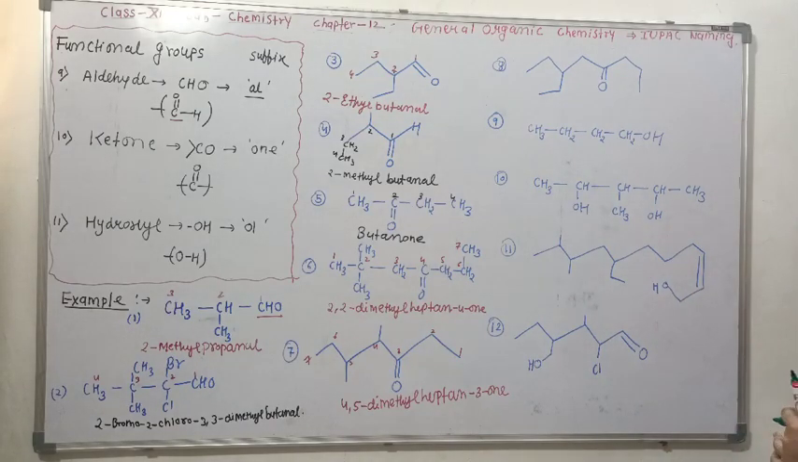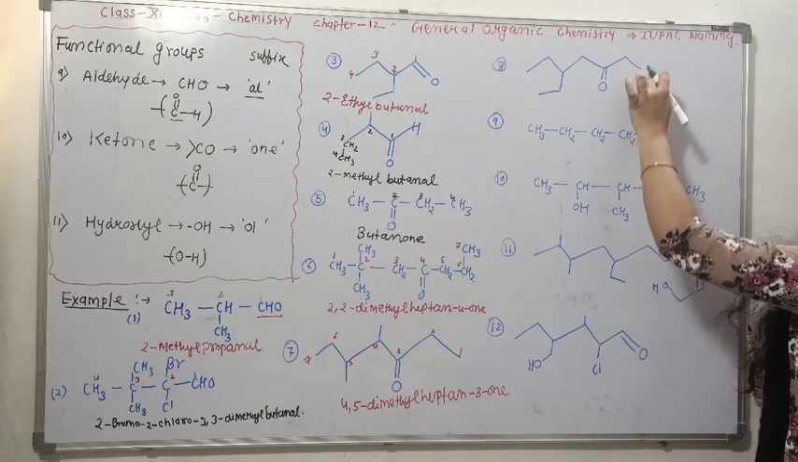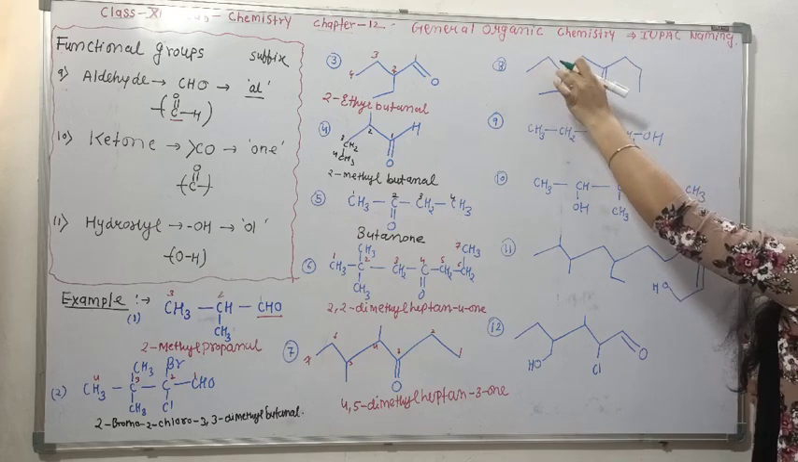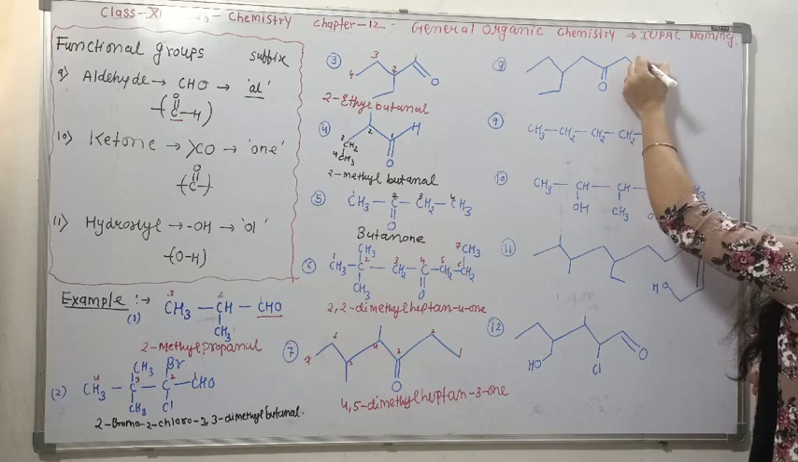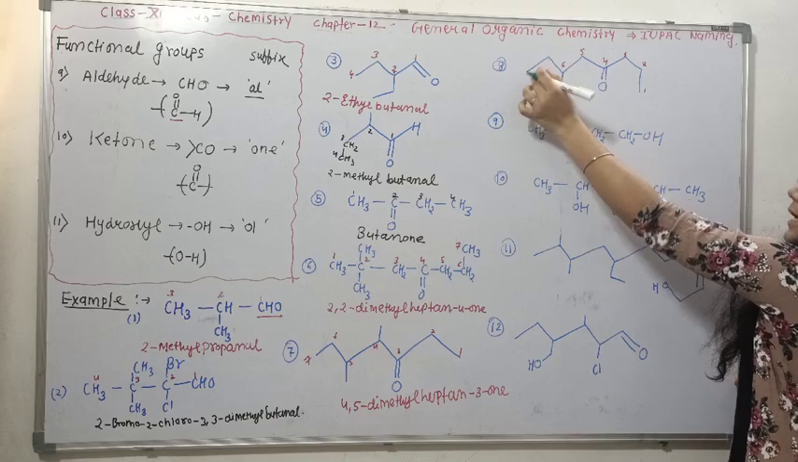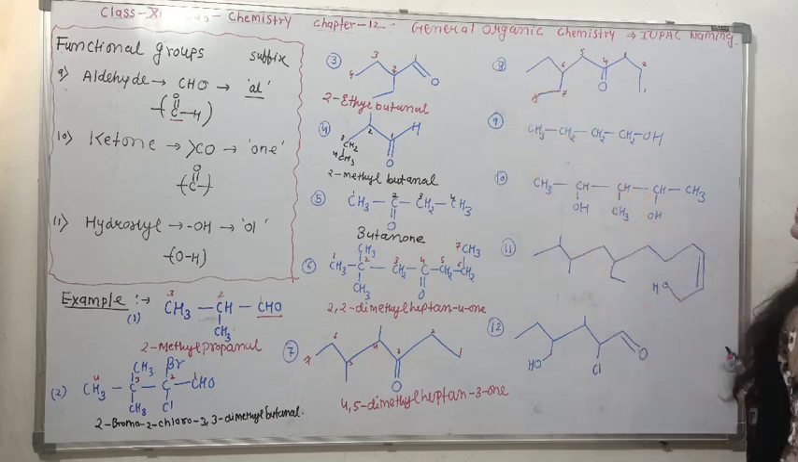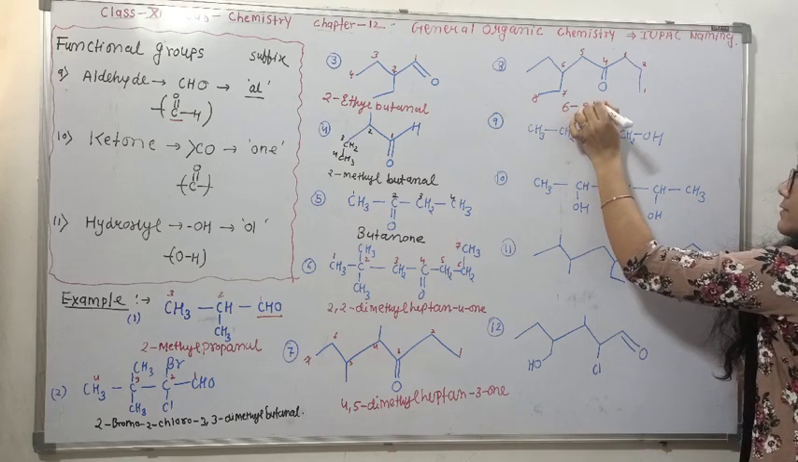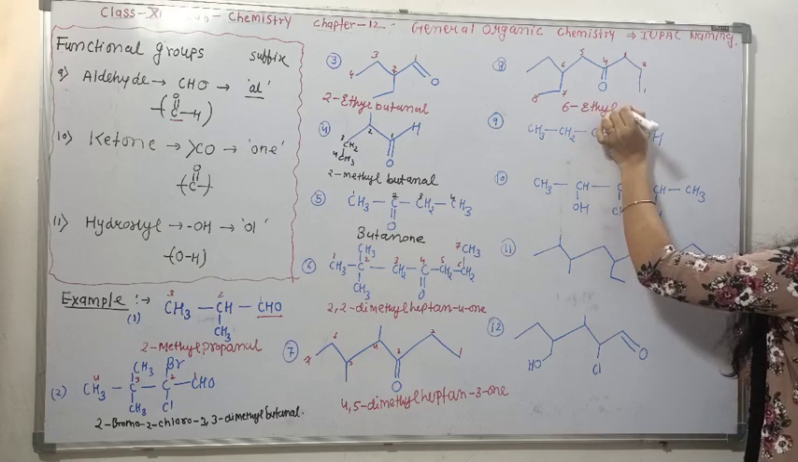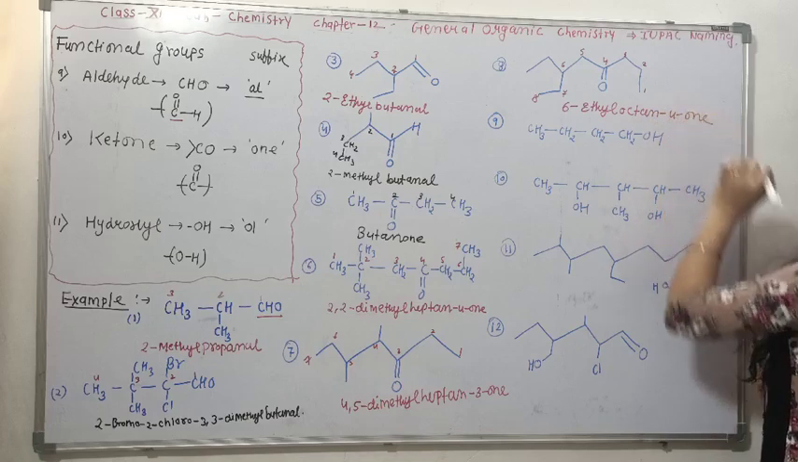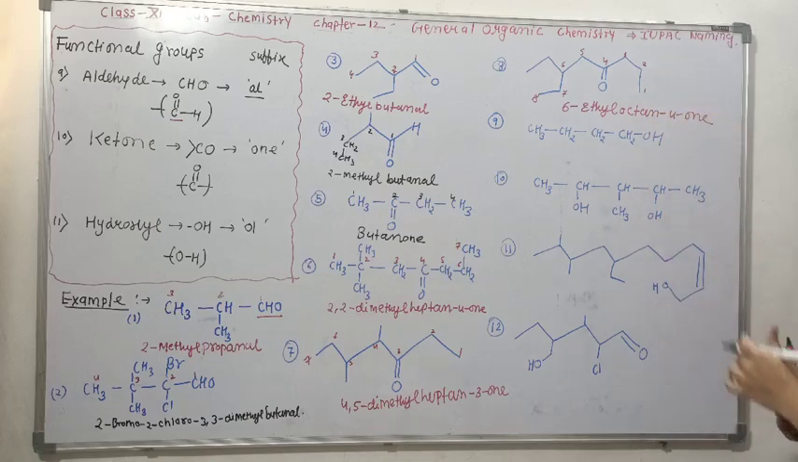Next, eighth compound. 1 2 3 4, 1 2 3 4 5, 1 2 3 4 5. So 1 2 3 4 5 6 7 8. Okay, name it. That's 6-ethyl octane 4-one. Clear?